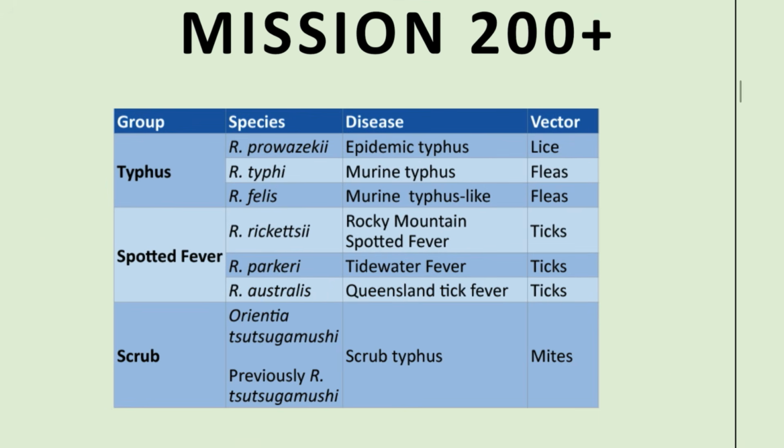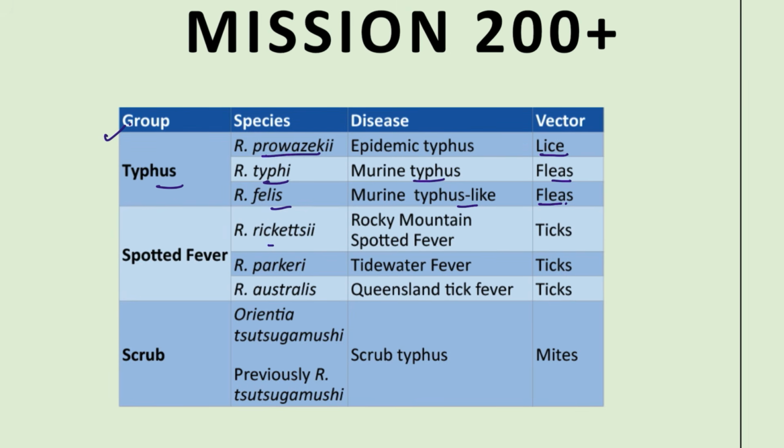And next, let's see the types of Rickettsia species. These are associated with different types of vectors, right? Typhus fevers are of three types, that is Rickettsia prowazekii, which is caused by lice, and Rickettsia typhi, which causes murine typhus due to fleas, and Rickettsia felis is also a typhus-like illness associated with fleas. Next, Rickettsia rickettsii is associated with Rocky Mountain spotted fever with a tick bite, and Rickettsia parkeri is also spotted fever with ticks, and Rickettsia australis is Queensland tick typhus, and Q fever is also commonly associated with ticks. And next, Orientia tsutsugamushi causes scrub typhus.